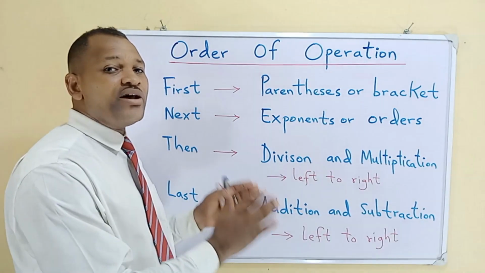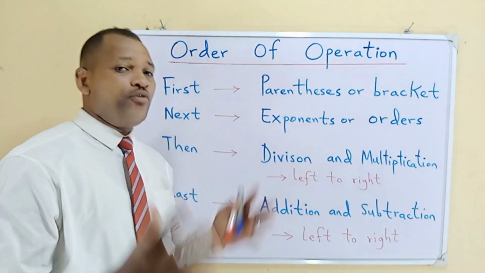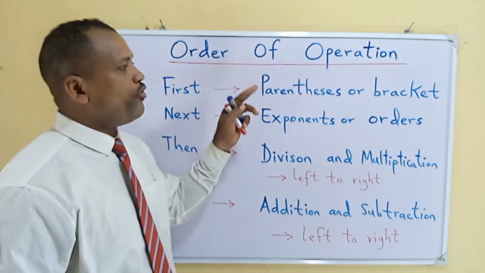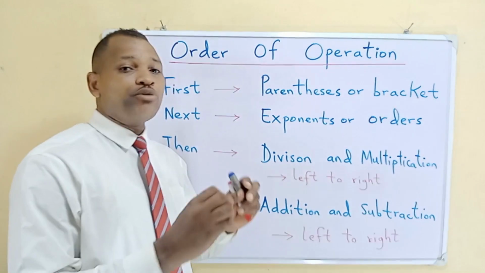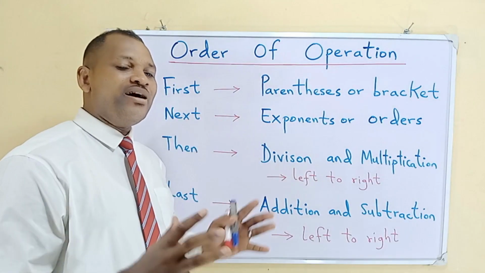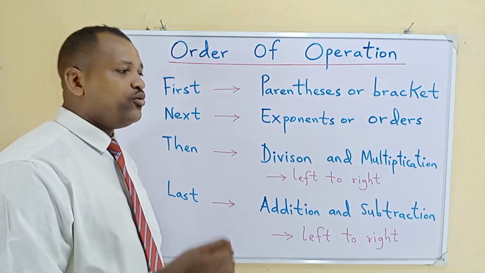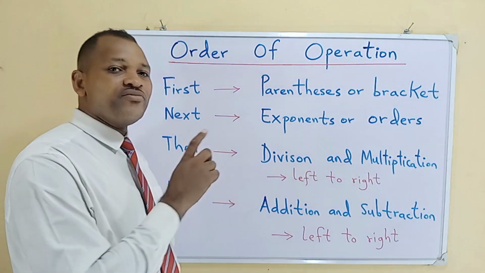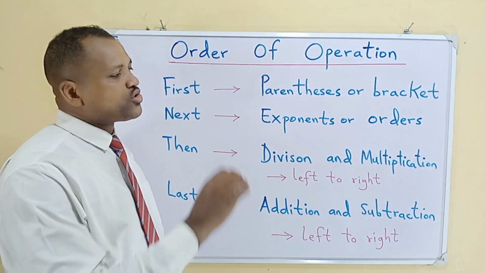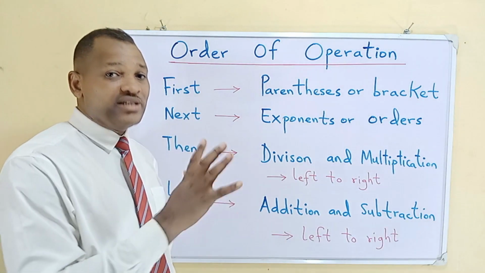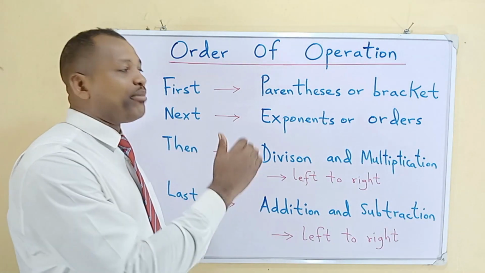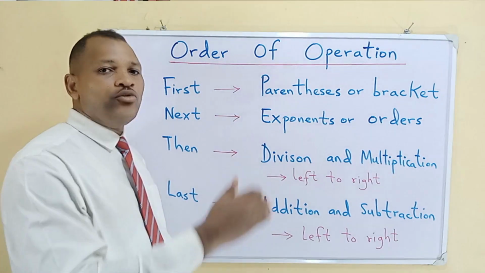This is very, very important because if all of us follow the order of operation in solving our problems, we all arrive at the same answer, which is why this topic is very, very important. So we'll just go straight now to look at some examples and see how we apply the order of operation.